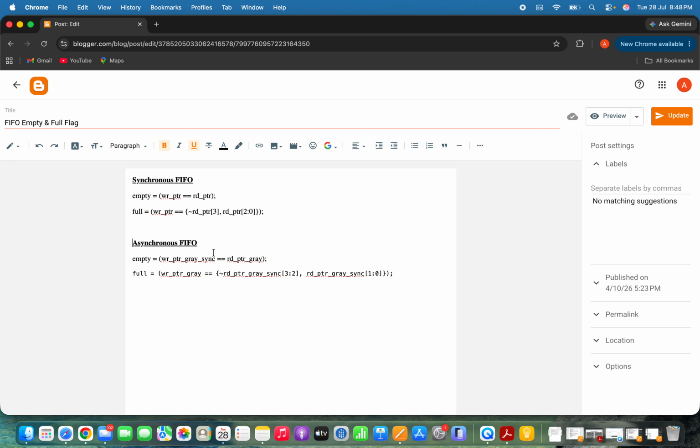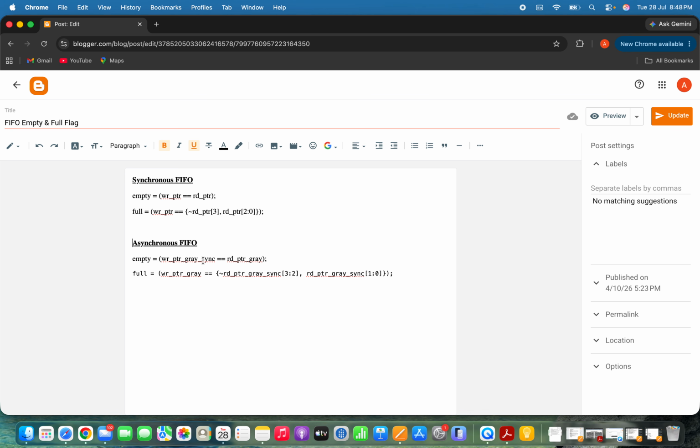The biggest difference is that the write and read sides do not use the same clock. For example, the write side may run at 100 MHz, while the read side may run at 50 MHz. Since the clocks are different, the write pointer can change while the read side is trying to read it. If we compare the pointers directly, the comparison may become unreliable because of metastability and timing issues.